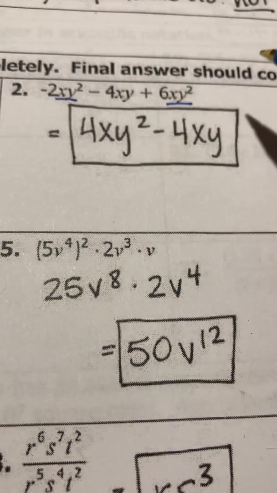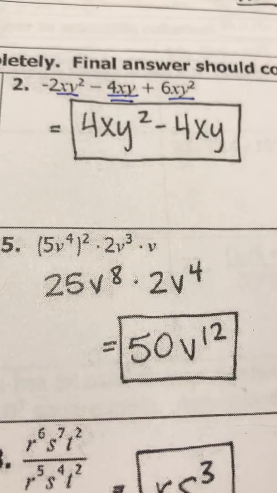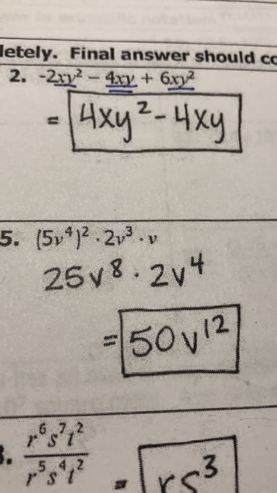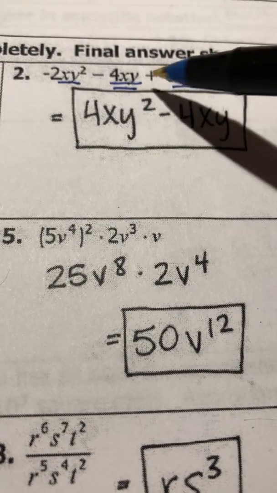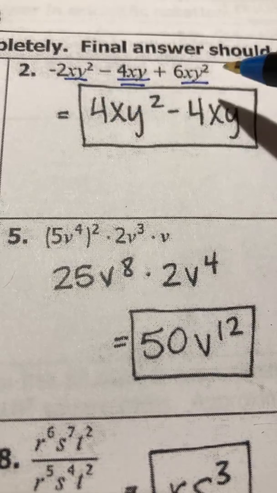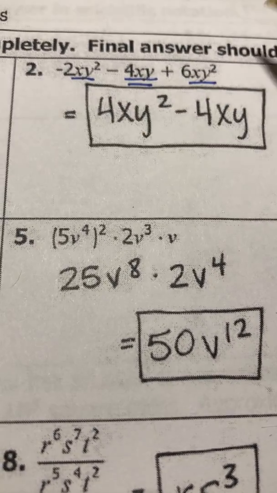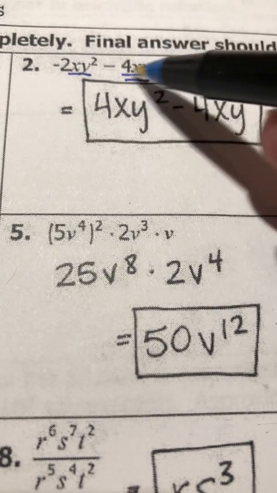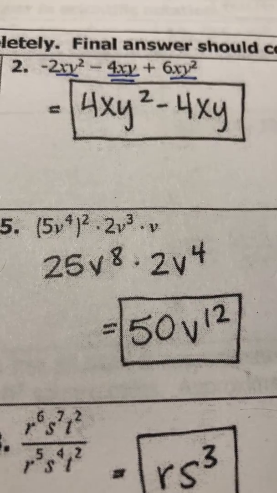Number 2. Here are my like terms. I have an xy squared, xy squared. So I'm going to go ahead and combine those. And that one's going to be by itself because there's nothing else to combine that with. So when I combine 6 and negative 2, I get 4. So I'm going to hold on to that term, the rest of that stuff, and I'm going to hold on to this whole thing. I didn't change anything about that.